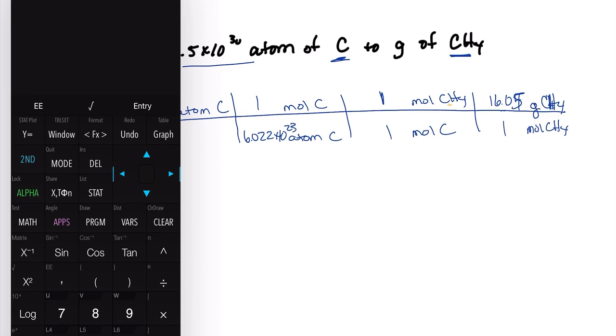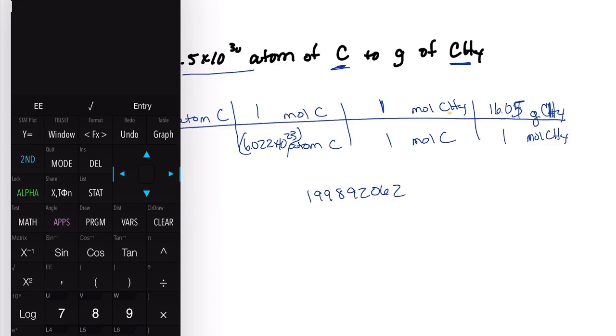Remember, if you are still typing out times 10 raised to the 23rd, you would have had to put a parentheses around it because it was in the denominator. You would have had to have a parentheses around this to get this answer. Equals, so this gives 199892062, and then I have to look at my sig figs to get to my answer.